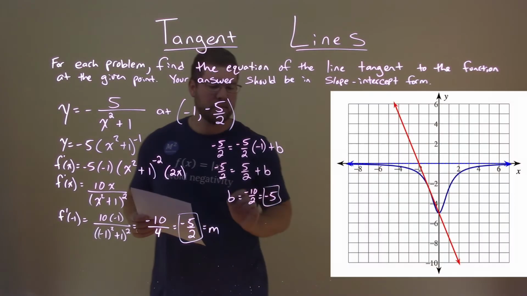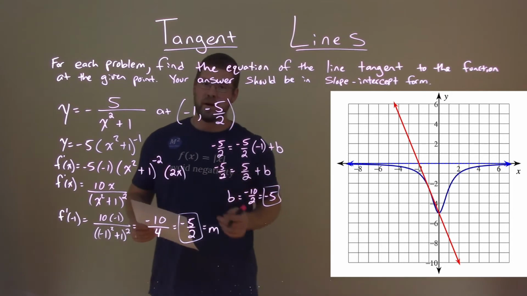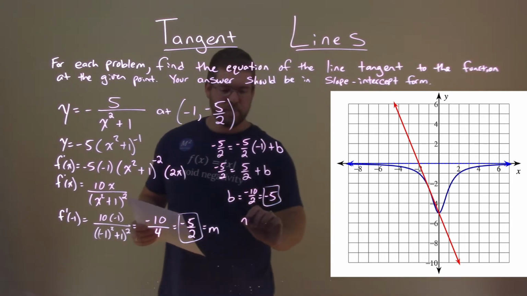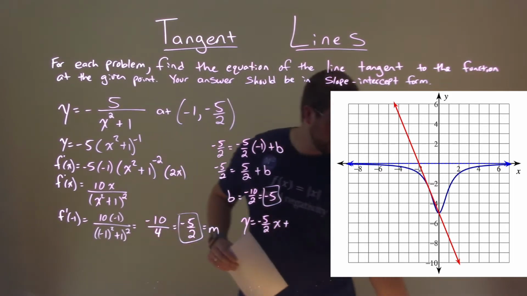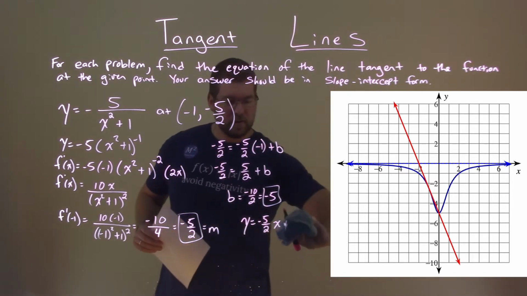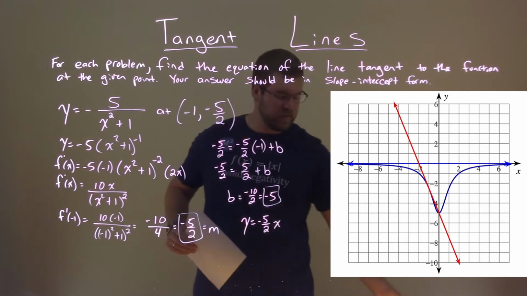So we have our b value and our m value, and we can write the equation of the line: y equals negative 5 halves x, minus 5. Let's write subtract instead of plus and a negative. I do like writing plus and negative a lot.